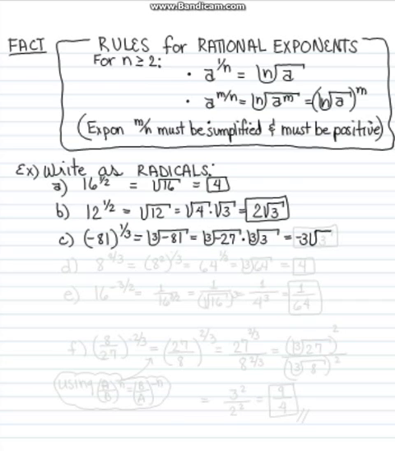So our final answer is negative 3 times the cube root of 3. Okay, let's do some more. Those first three, a, b, and c, applied to the first rule, a to the 1 over n equals the nth root of a.